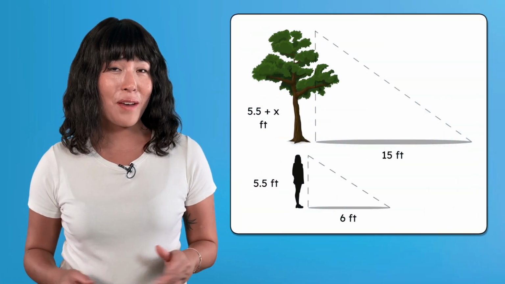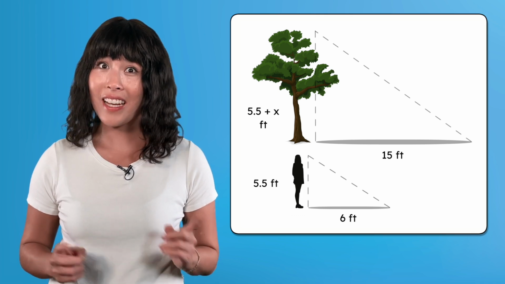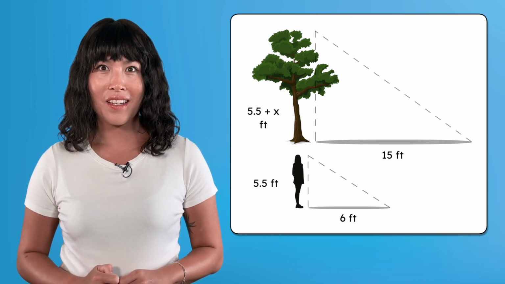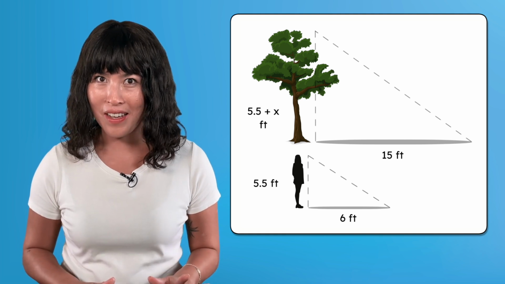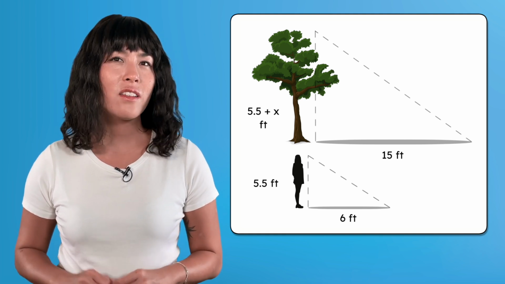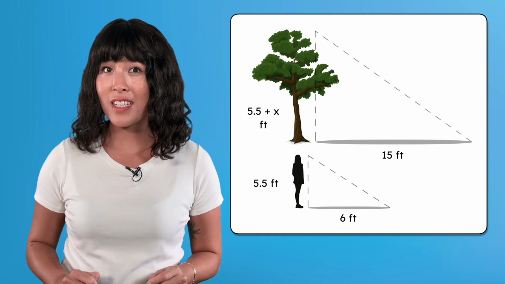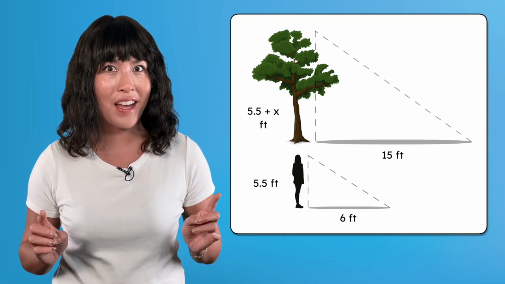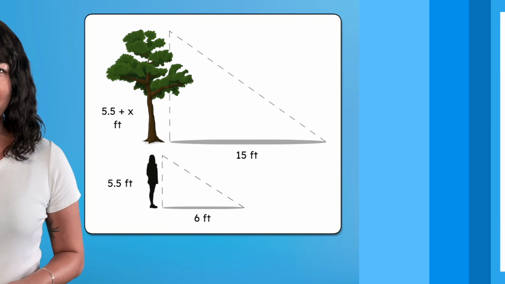I realized that my shadow and I, and the tree and its shadow, make a pair of similar triangles. Okay, maybe we're onto something here. Before we figure this out, let's take a look at some other examples and practice using what we know about similarity in solving equations to find missing values.